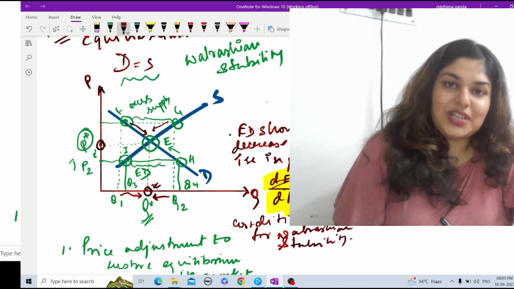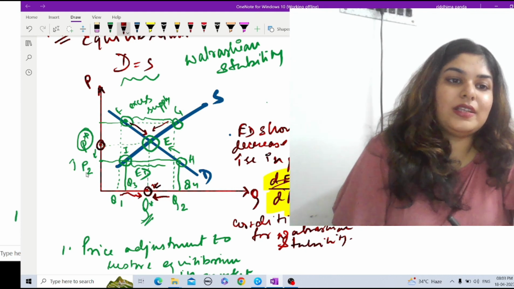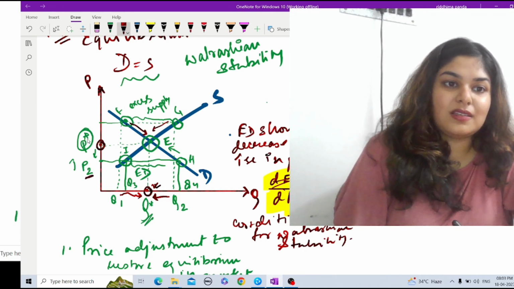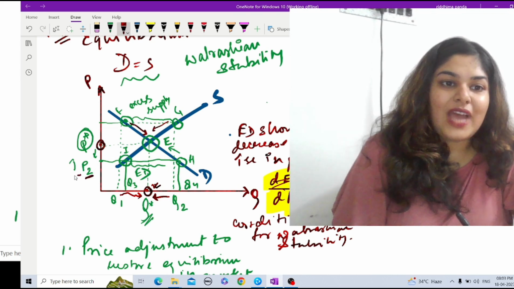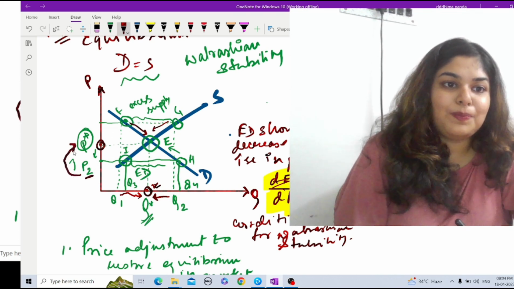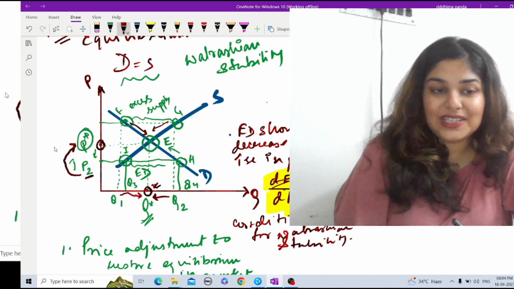Let's try to understand it from the diagram. What I have just told you is that when I'm at P2, that is below P star, that means IH is the excess demand. So as the price gradually increases from P2 to P star, the price is increasing, right?